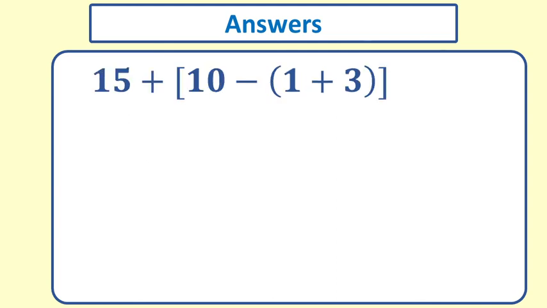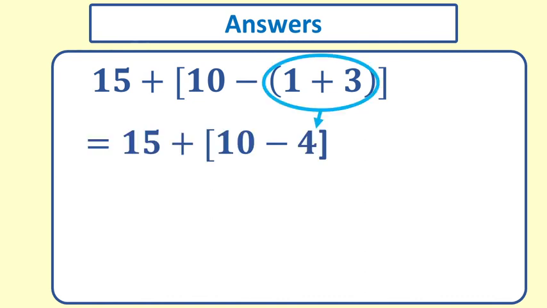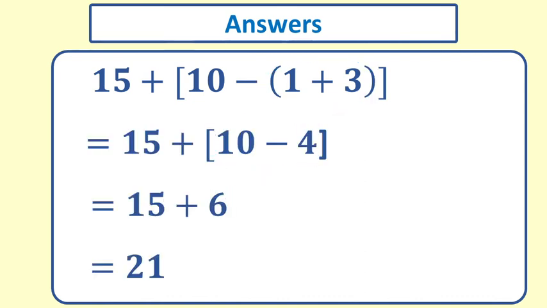15 plus 10 minus 1 plus 3. We do the inner group first with 1 plus 3 equals 4. Then 10 minus 4 is 6. And finally 15 plus 6 equals 21.